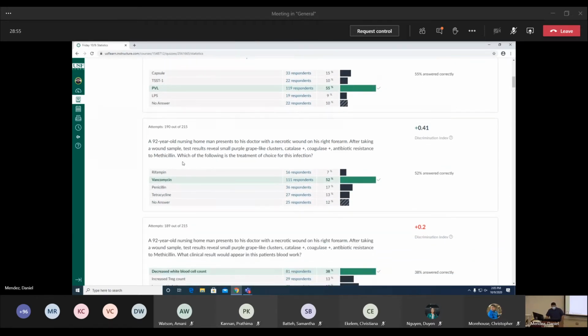And then the same question stem, which of the following is the treatment of choice for this infection? So because it is MRSA, we know it has high resistance to a lot of antibiotics. The main choice of treatment for MRSA is going to be vancomycin. That's straight from these slides.